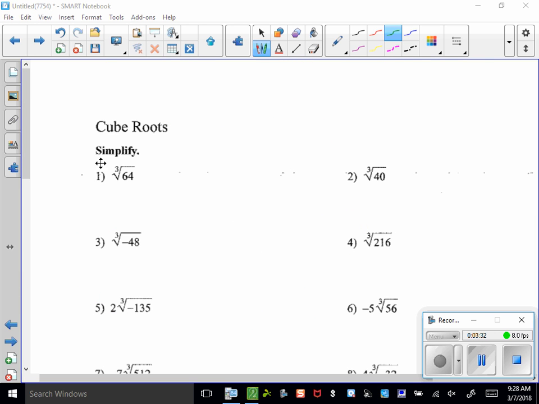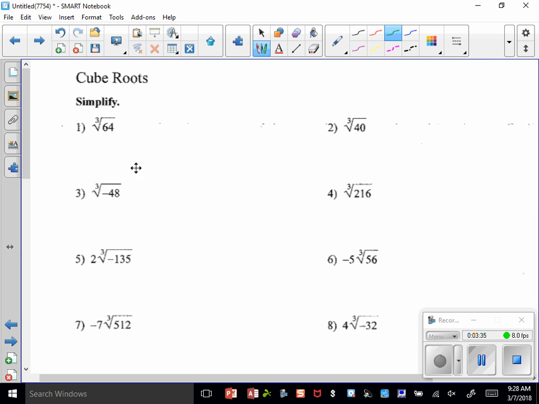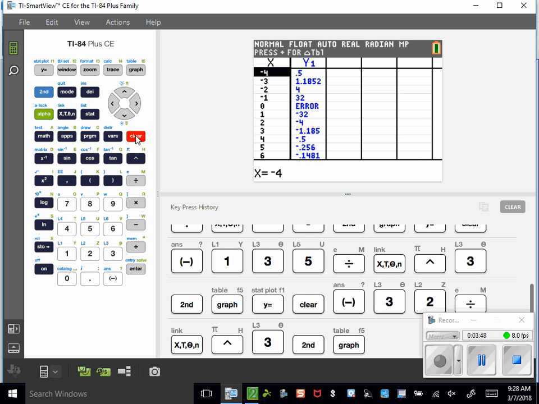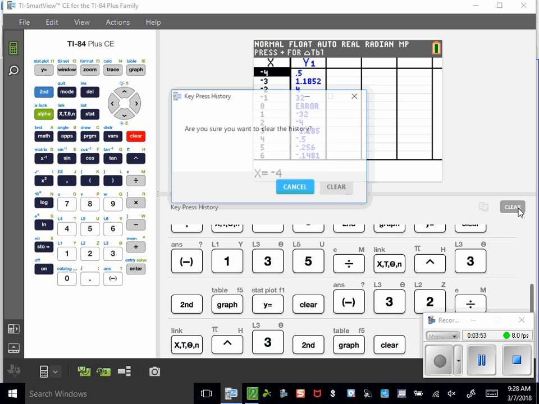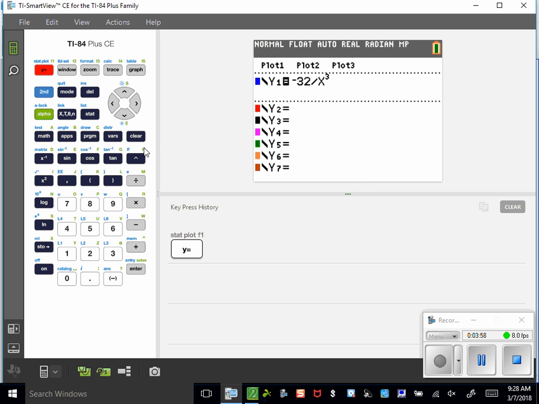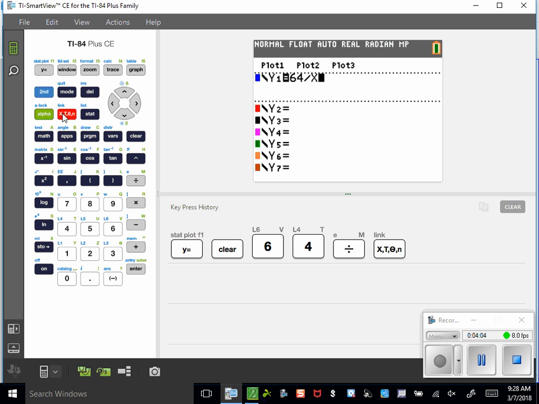All right, so now we're back on page 13. This is where we're going to now use the graphing calculator to help us simplify these cube roots. So we're going to go to the calculator. We're going to put in 64. So hit your, let me just clear this out. All right, so hit your y equals key, clear whatever's there, put in 64 divided by x to the 3rd power.